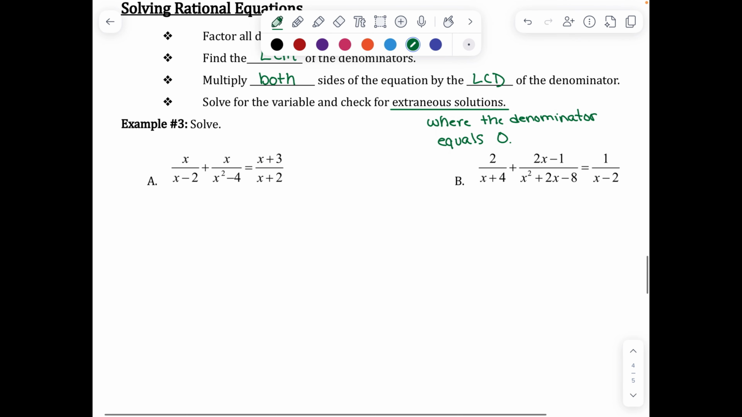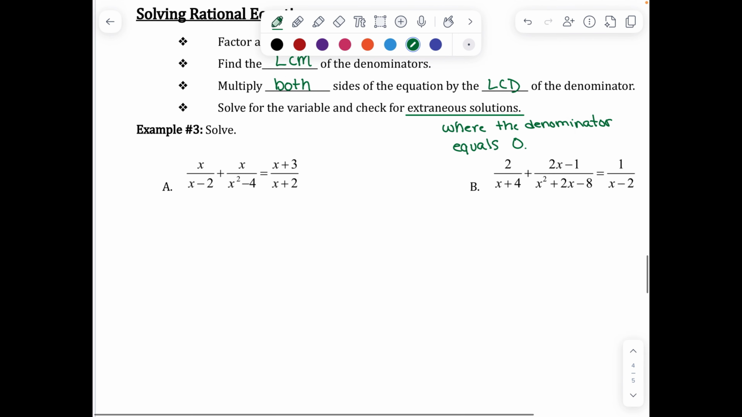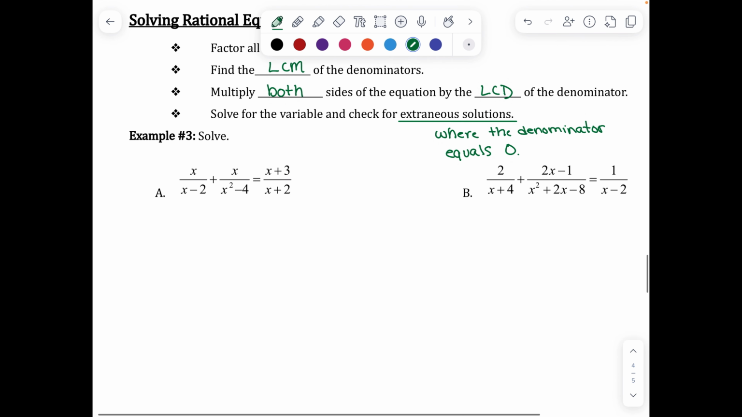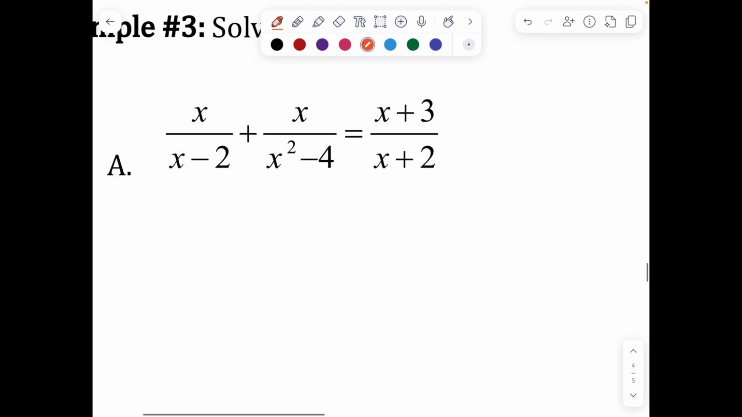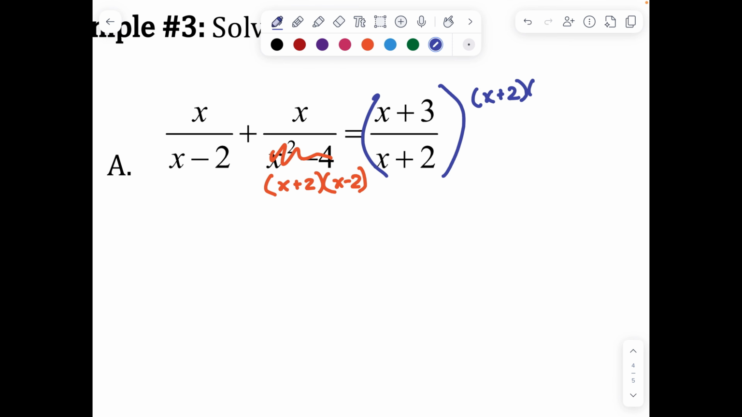Okay. So example number 3a, we're just solving. So I only see one denominator that can be factored. So I'm going to go ahead and factor this x squared minus 4. So this factors into x plus 2 times x minus 2. So I see that the LCD is just going to be x plus 2 times x minus 2. So I'm going to go ahead and multiply both sides just by x plus 2 times x minus 2.